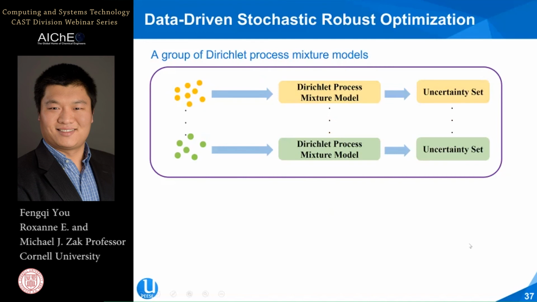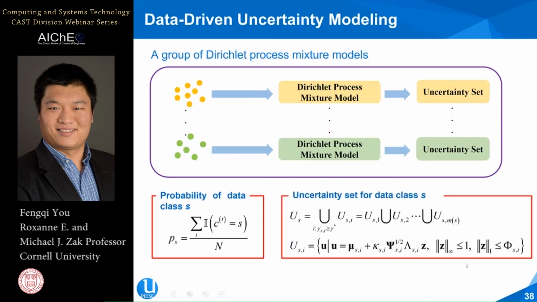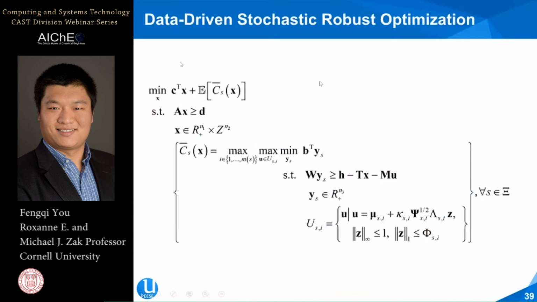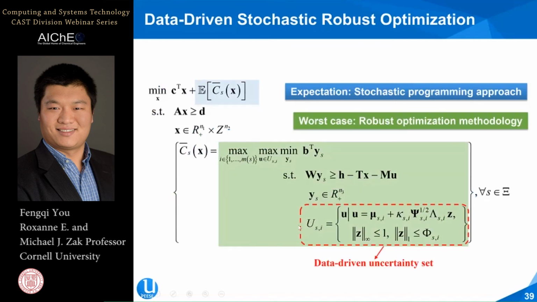From the machine learning perspective, this is the Dirichlet mixture model which we mentioned earlier. We use MLE to come up with a probability for each particular data class, and then use the DP to come up with these unions of multiple basic sets. I'll skip this quickly because we are approaching the end of the presentation. Very briefly, the structure involves the upper level of expectation, which is stochastic programming, and then the inner level, which is robust optimization, with the data-driven uncertainty set.